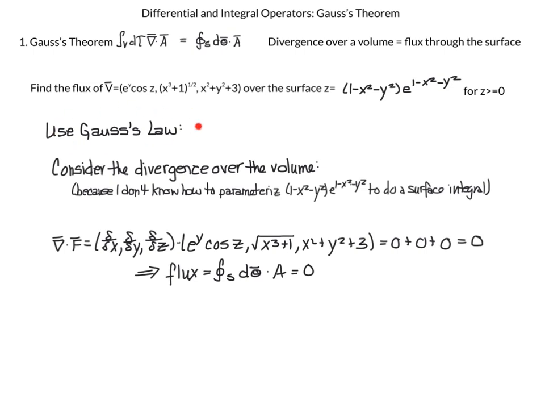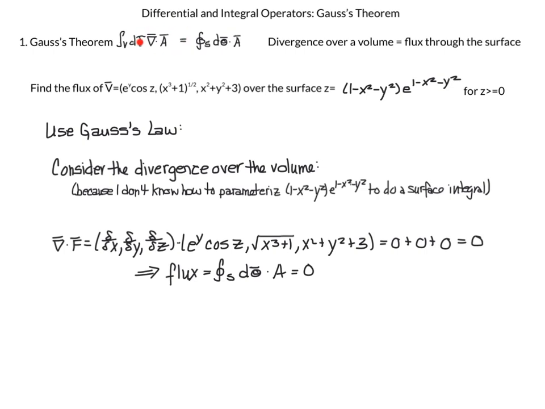And we are going to use Gauss's law, and the reason is if I had to calculate the flux and then I had to parameterize this surface on an exam, I would be utterly panicked because I don't even know where to start. So out of sheer desperation, I think, okay, maybe I could use Gauss's law. So I'm going to consider the divergence over the volume. Again, just out of sheer panic because I don't know how to parameterize this.